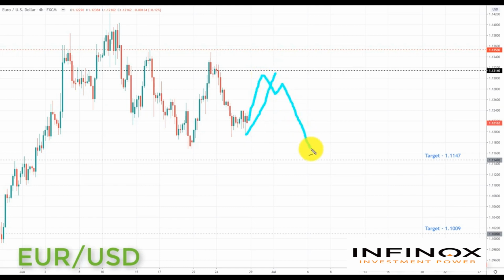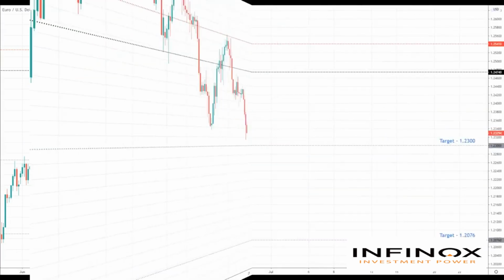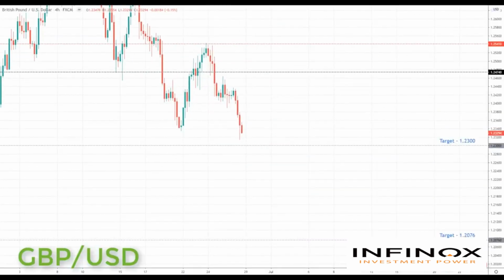And we're going to be looking at initiating shorts down towards the next key of support to the downside and the target set at the 1.1147. And if we can get a break through here, we're going to be looking down towards the next key of support to the downside and target 2 at the 1.1009. So the next market we're going to look at is pound dollar.